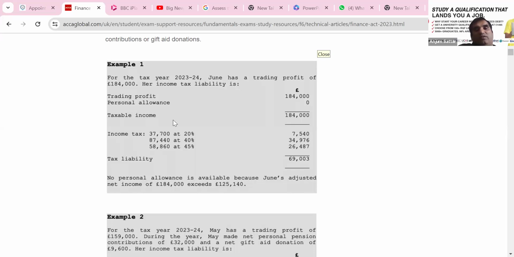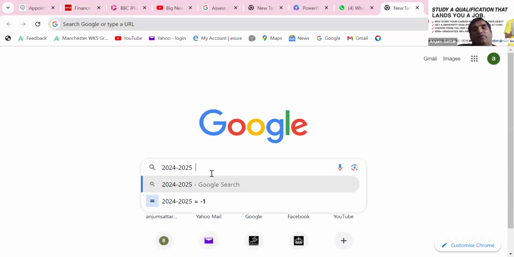we can look around the trading profit, and as we mentioned, 37,700 is at 20%. Then we have 40%. Because in this case any income is more than 125,000, personal allowance will come as 0. So that's the reason: no personal allowance, 20% tax, then we have 40% and 45% additional tax. So total tax liability, if somebody earns 184,000 in a year, is 69,000 that they pay in tax. So this is the tax, and we can look around in the Finance Act.